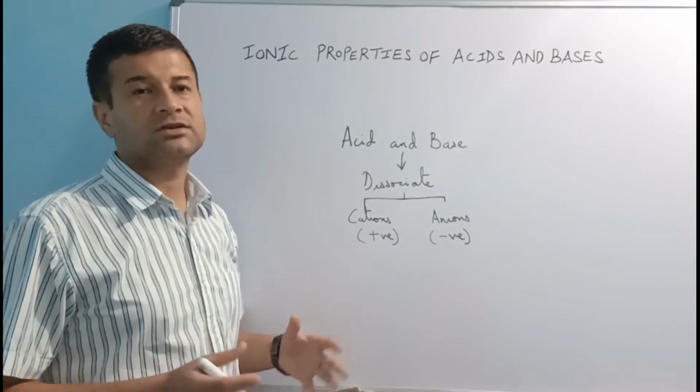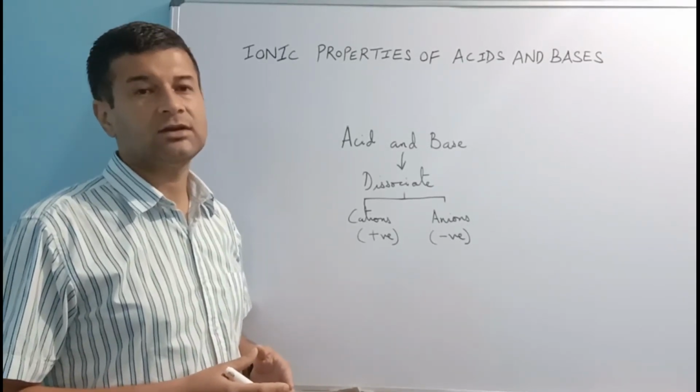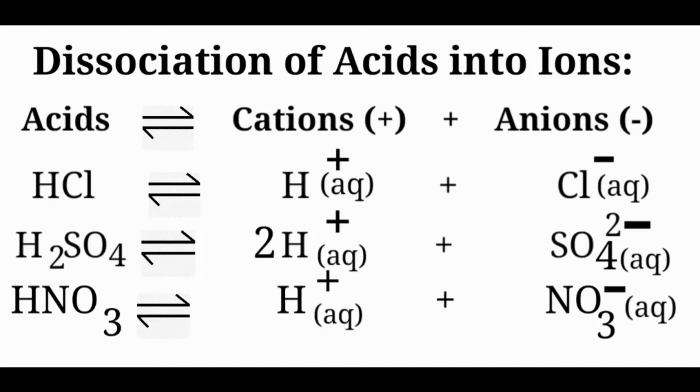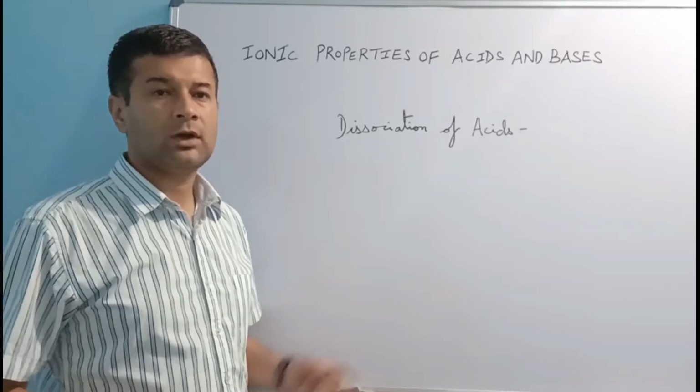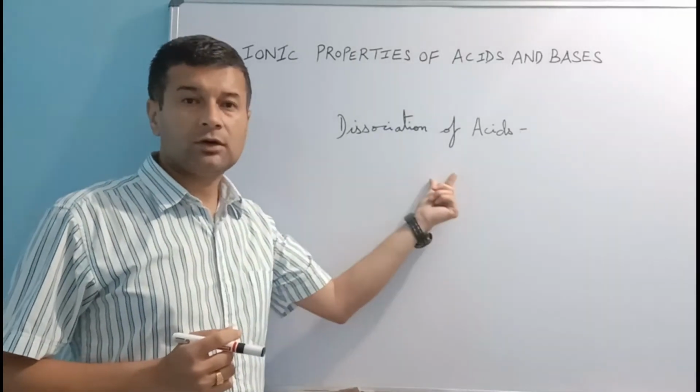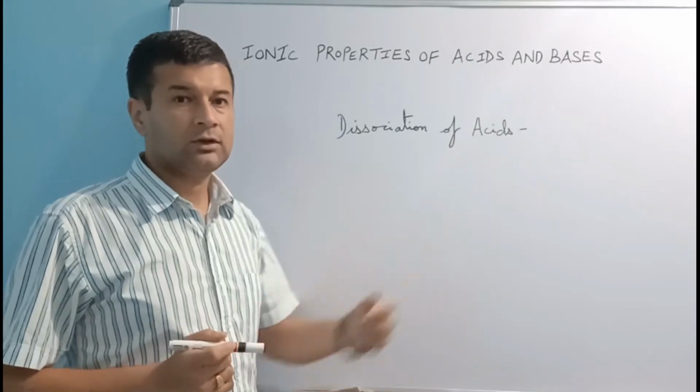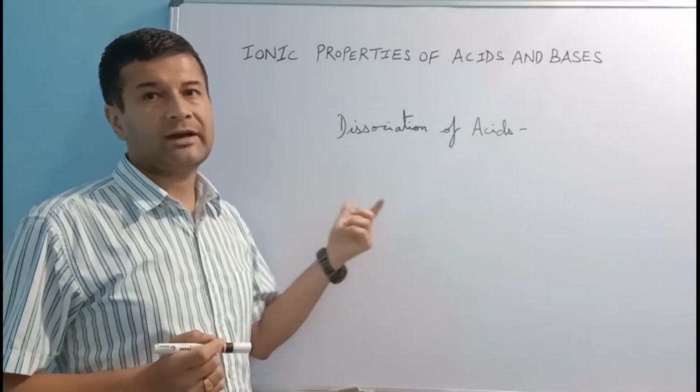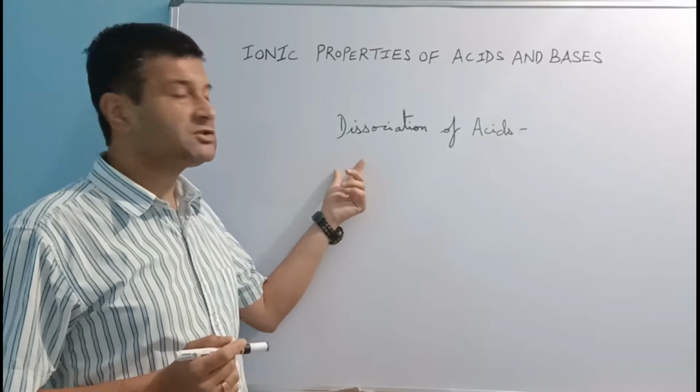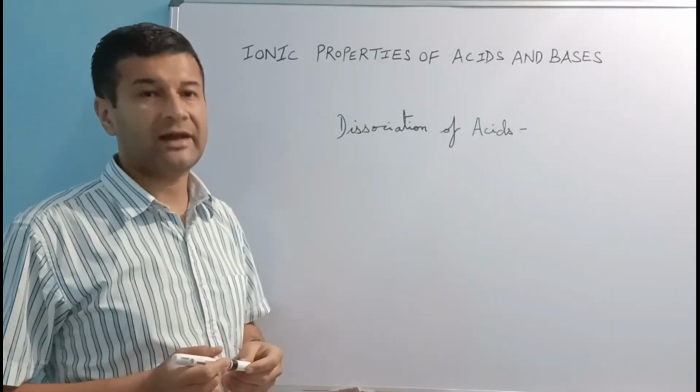Let us see the dissociation of acids in water. So when we dissolve acid in water, they dissociate to form cations and anions.